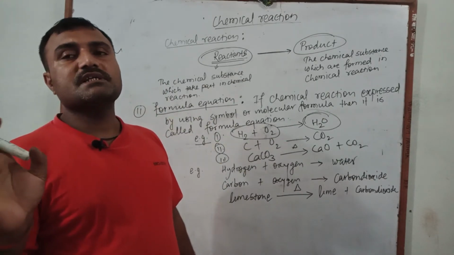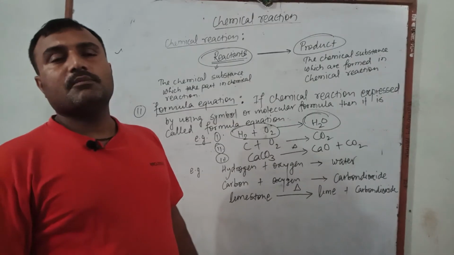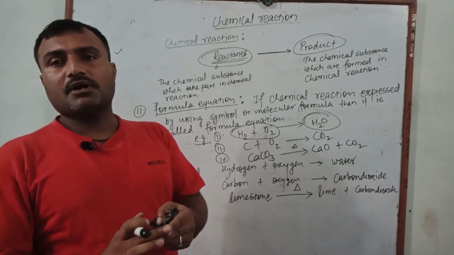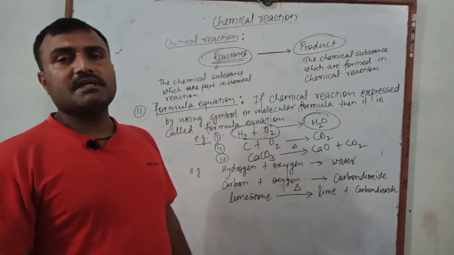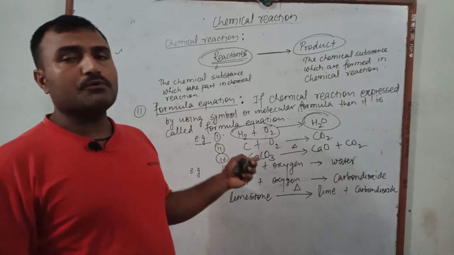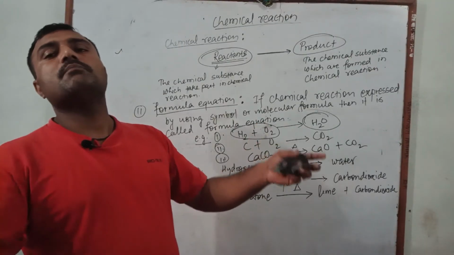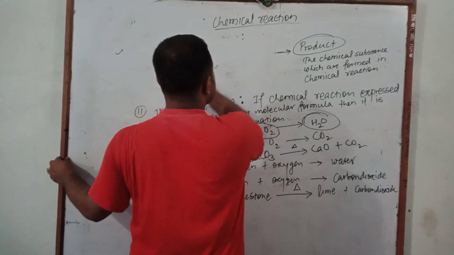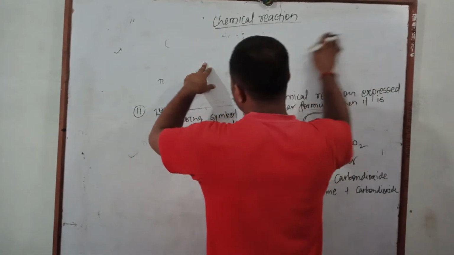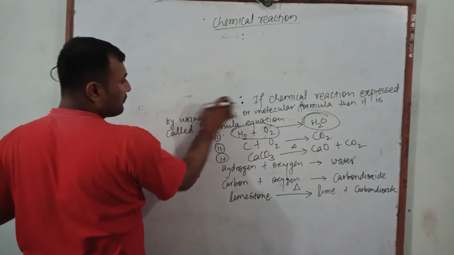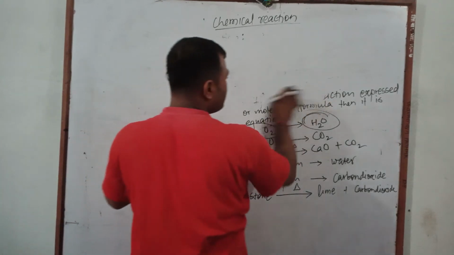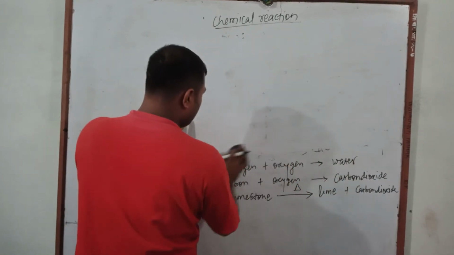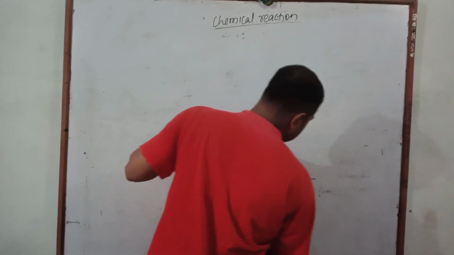In the next video, we discuss how to balance a chemical reaction by hit and trial method, partial equation method, and the oxidation number or ion electron method. These all we describe in the related chapter. And here in this topic, we should know what is a balanced and unbalanced chemical reaction. If reactant atoms and product atoms are not equal, on that condition, the chemical reaction is called an unbalanced reaction. And if reactant and product atoms are equal, then it is called a balanced chemical reaction.